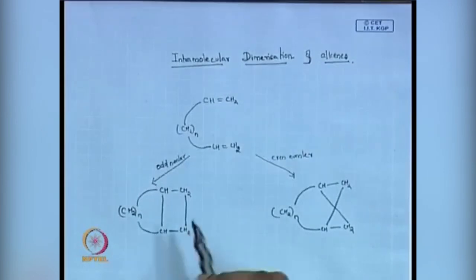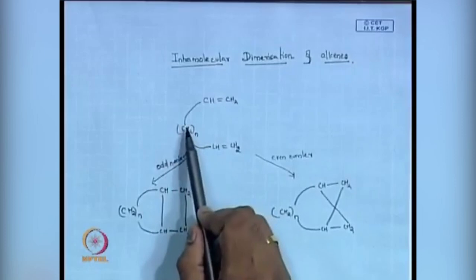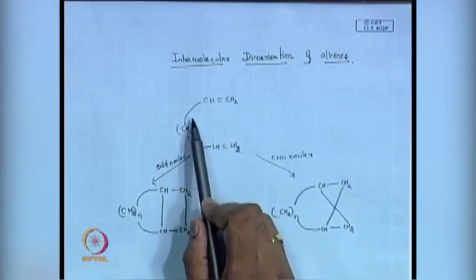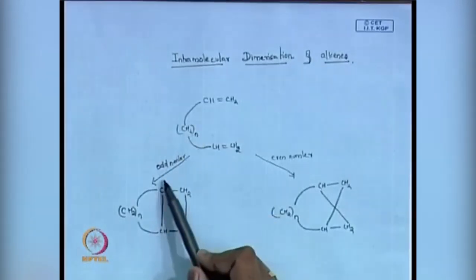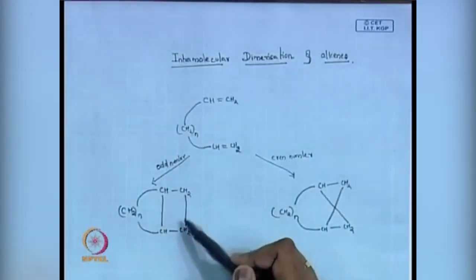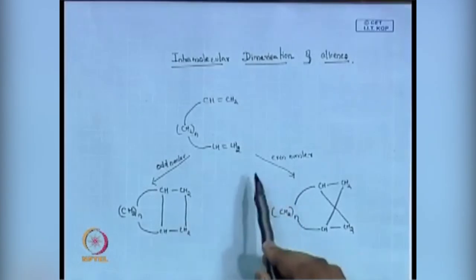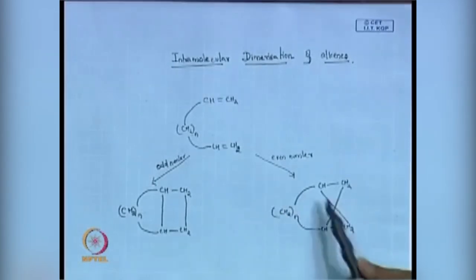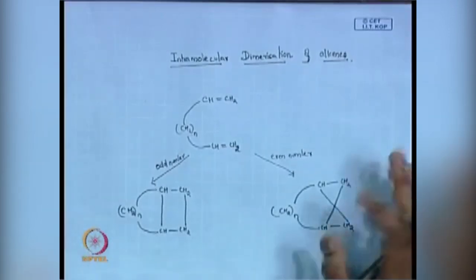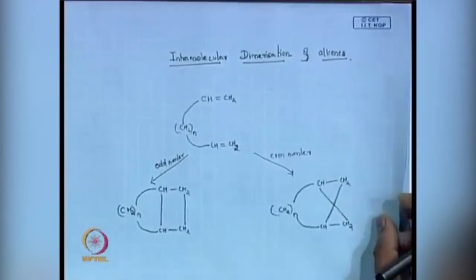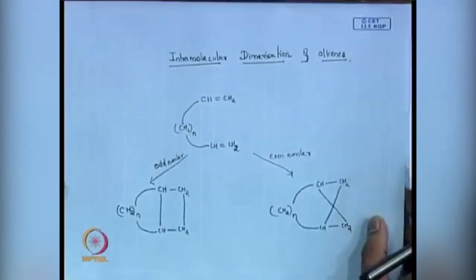So, if the number of carbon atoms between these two alkenes is odd, then you are undergoing a direct addition. If it is an even number, then you end up with a cross addition. That you should remember when you are talking about intramolecular dimerization. Fine. This part you should know, like a sort of rule. Now, we will take some examples and see how this rule works.